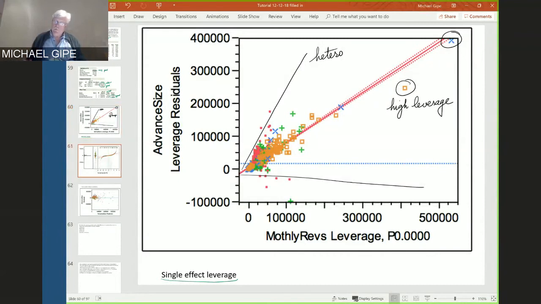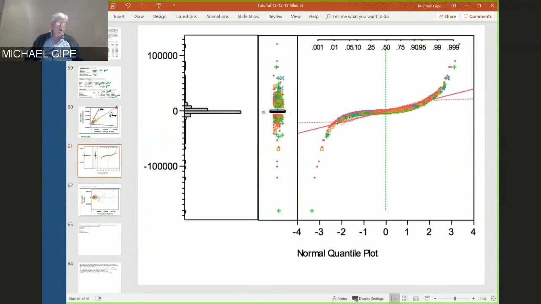Okay, how about the next one? What are we seeing here? We have a normal quantile plot for these residuals. And I'm going to say it's very long-tailed, not normal. Could be an issue.